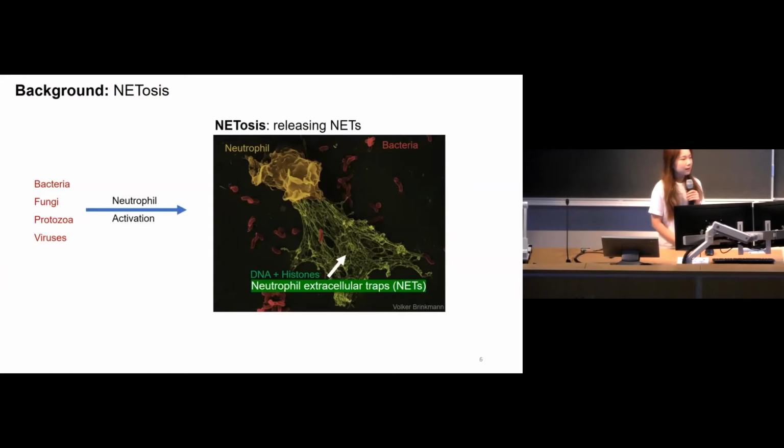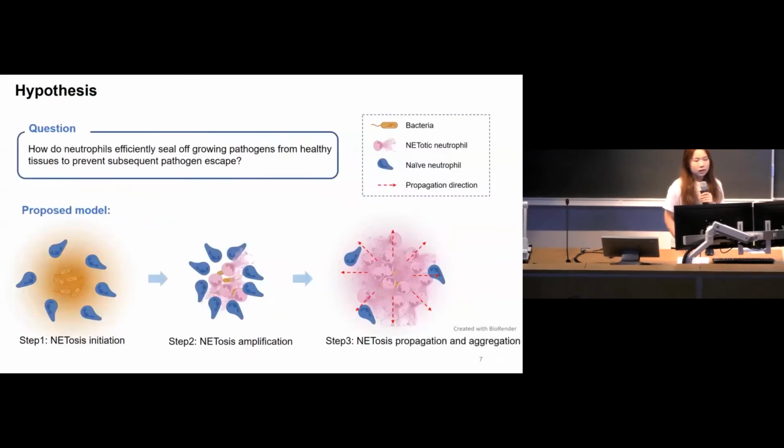After being activated by things like bacteria or fungi, neutrophils can release neutrophil extracellular traps, and we call them NETs. They are mostly composed of DNA and histones. They can efficiently trap and kill bacteria and other pathogens. The process of this NET releasing is called netosis. During inflammatory responses, neutrophils can form swarm-like patterns in infected tissue, but it is still unclear how they cooperate to eliminate these pathogens. And here's our proposed model.